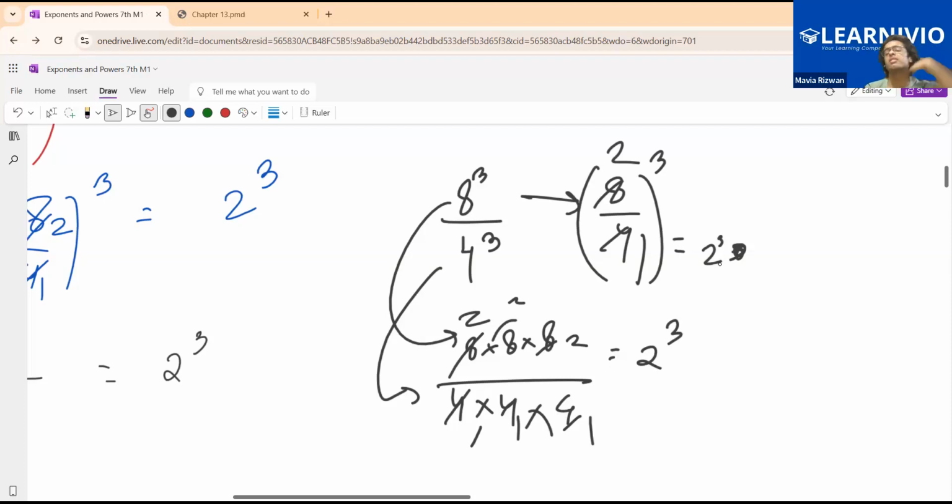Okay? Yes, sir. But it is a trick, right? Yeah, it is a trick. All of these are tricks. Laws of exponents are tricks. Okay? Okay, sir. And this trick would work every time.